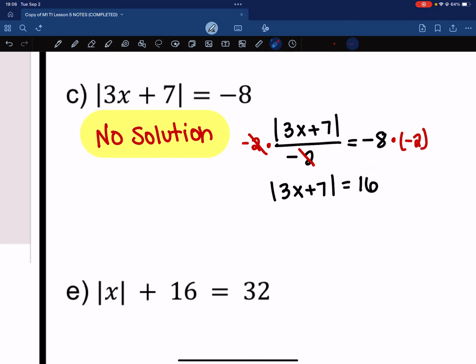And you can drop the absolute value bars and set one side equal to -16 and the other equation equal to positive 16. So just because it's set equal to a negative, that does not always mean that it's no solution. You just have to make sure that it's only when the absolute value bars are equal to a negative, and there's no adding, subtracting, multiplying, or dividing that could change that outside number. Okay, so I'm going to erase that.